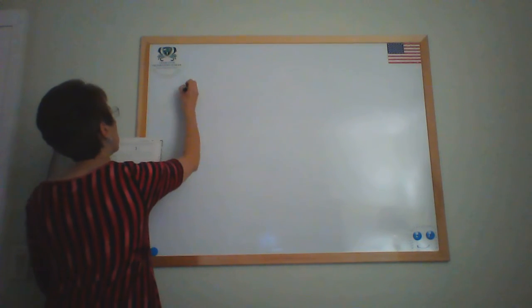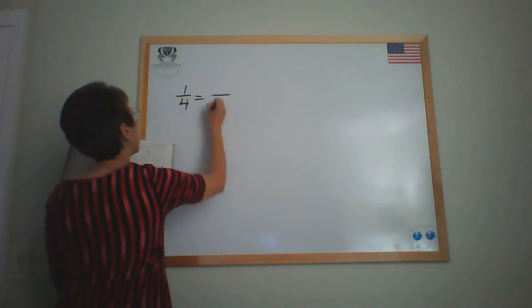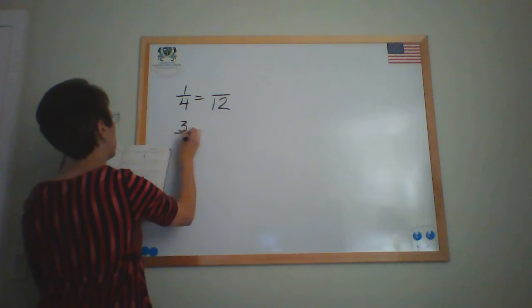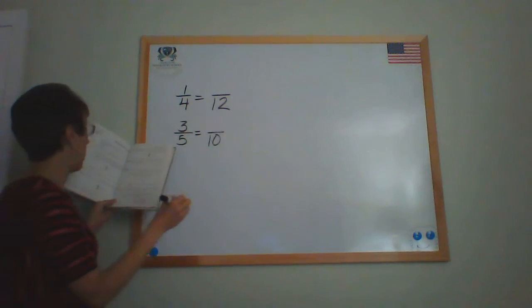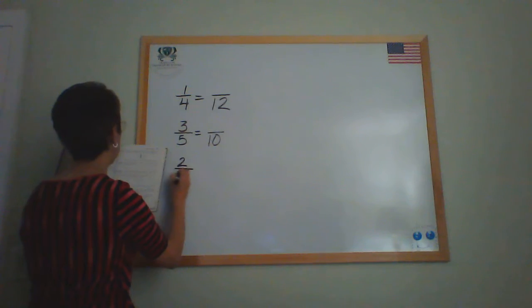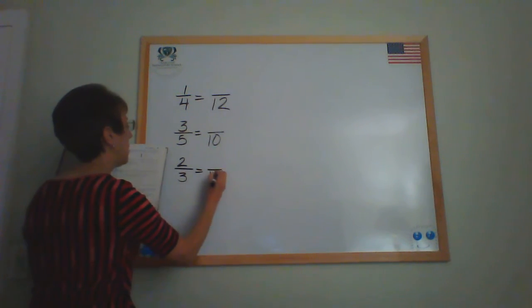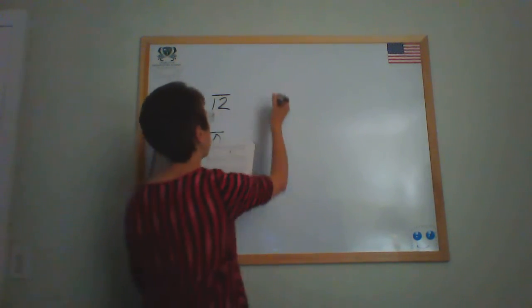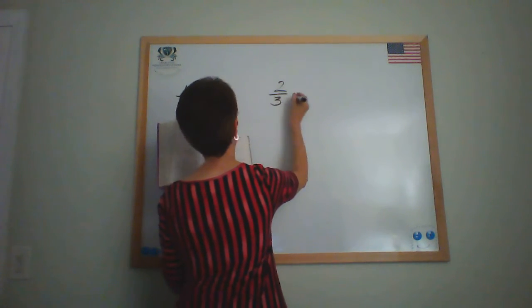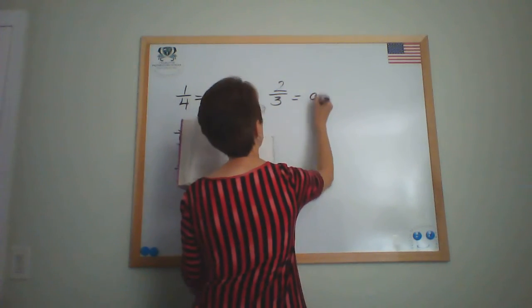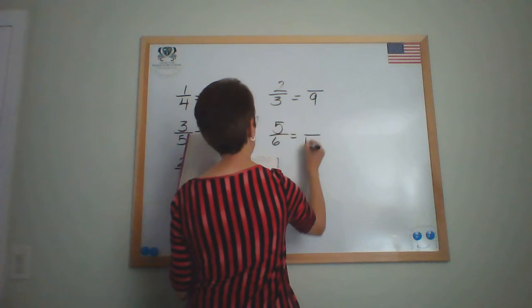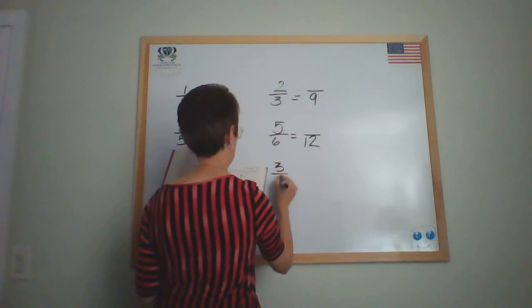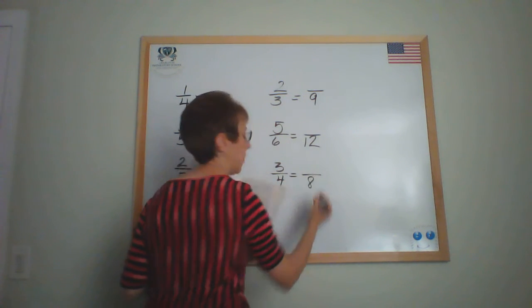All right, so let me get this down. We have 1/4, 12. And you should be taking a look as I'm writing to see if you can figure out what the missing numerators should be.